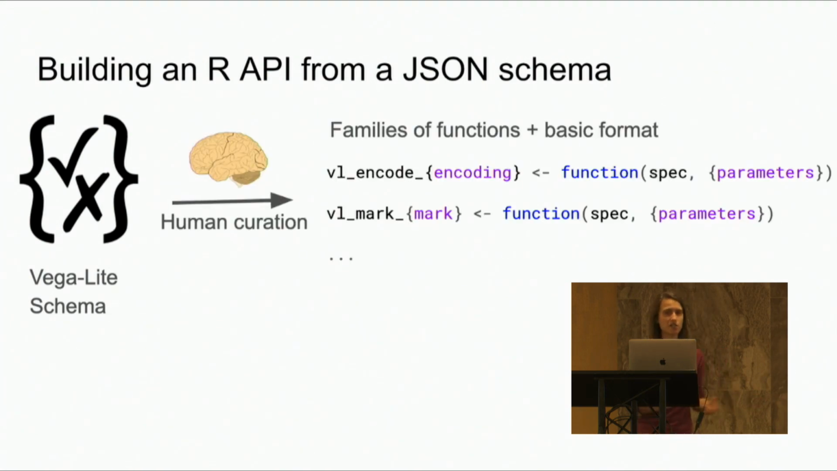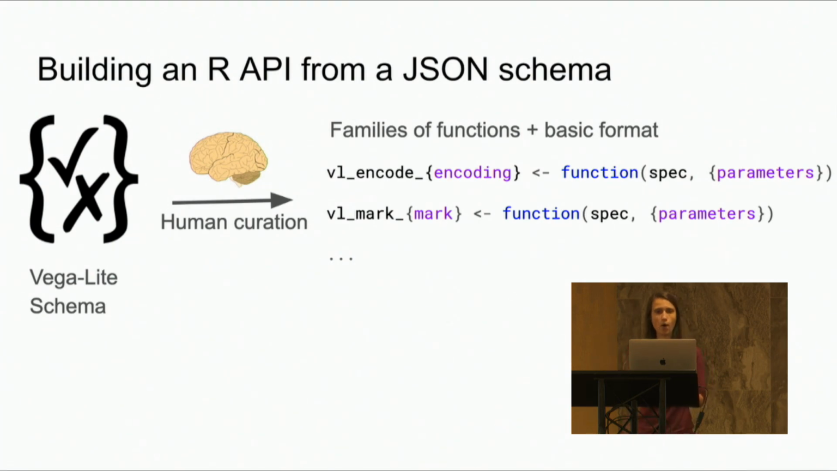So the human curation part is identifying what families of functions I want. I know that an encoding is going to be a very important part of making a Vega-Lite spec. I'm going to want a bunch of different functions that let you add different kinds of encoding. I'm also going to want that for a mark. The mark is sort of like the geom in ggplot. So I want a vl_mark_point, vl_mark_bar, vl_mark_line, et cetera.